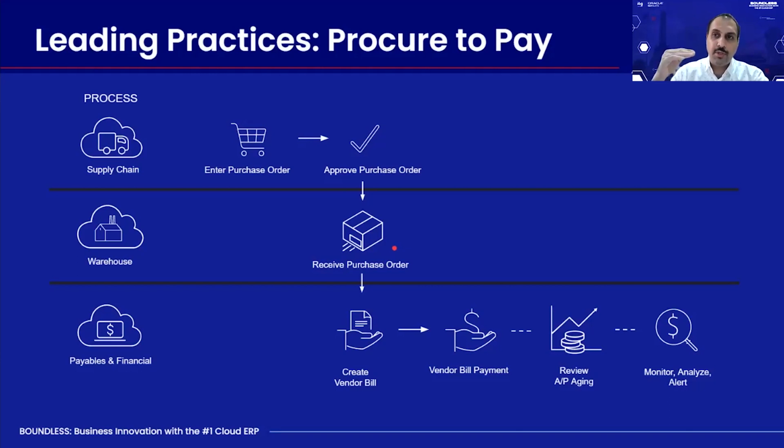This is where the supplier's delivery truck pulls up to your warehouse or your location, and you do the receiving. Once you've received, we will then process the vendor bill or the supplier invoice. If there are finance users here, you may refer to this as an AP invoice, accounts payable. Once you've got that vendor bill, of course, we'll have to pay that vendor bill. We'll review the aging of our suppliers, and we can continue to monitor, analyze, and look at alerts if there are any within the system itself.